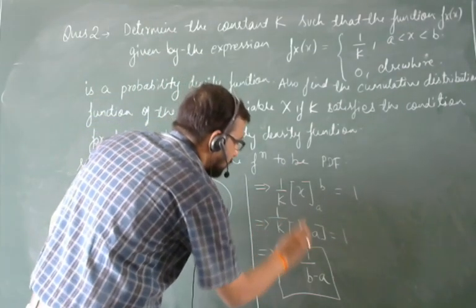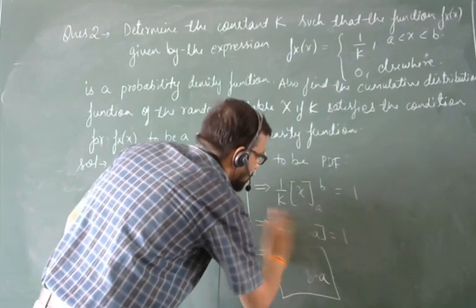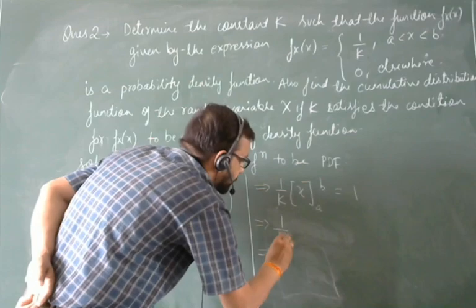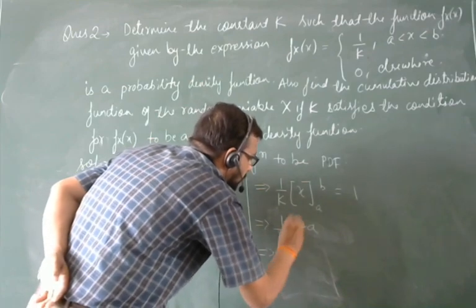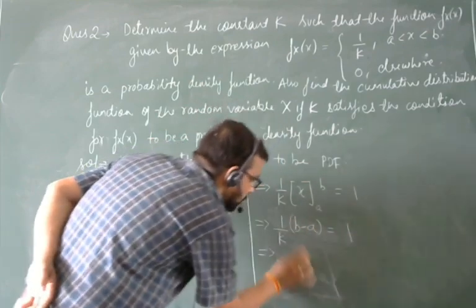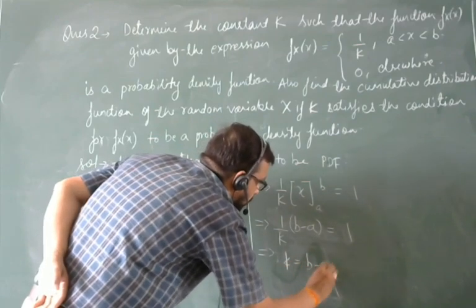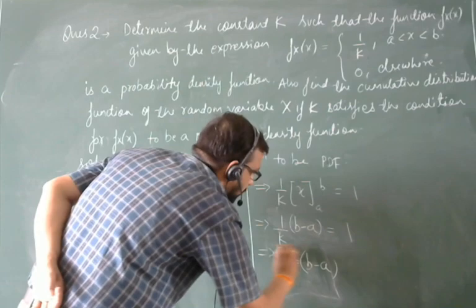Sorry, there is one mistake here. 1 upon k and b minus a is equal to 1. Simply after solving we get k is equal to b minus a. This is the relation.